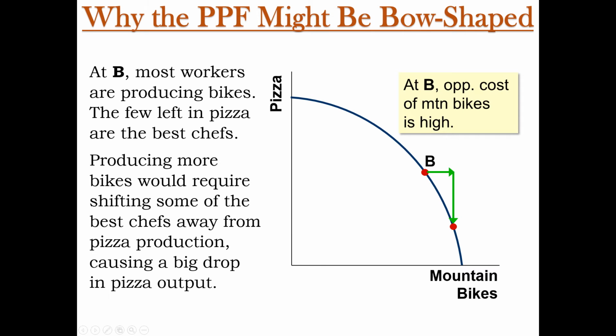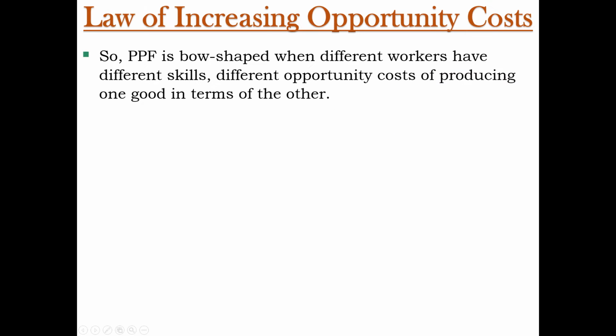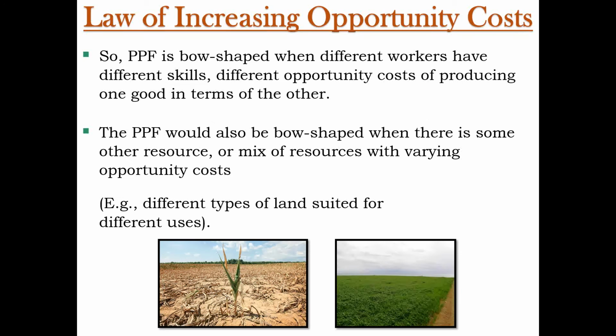So the fundamental reason why this is happening, again, we call it the law of increasing opportunity cost, but the reason it's happening is because different workers have different skills and thus different opportunity cost of producing one good over another good. In other words, we have differentiated resources. Some resources are better suited for certain productions than others.